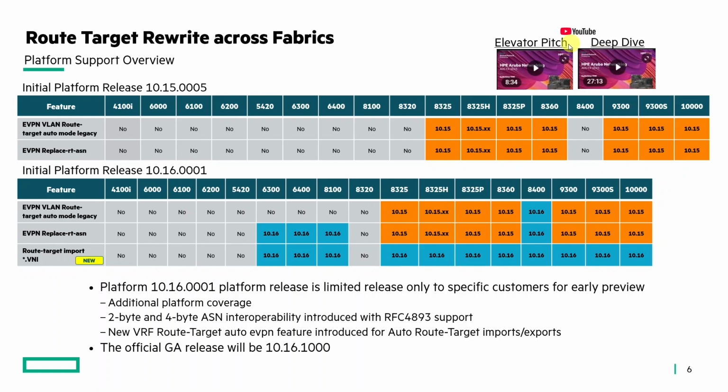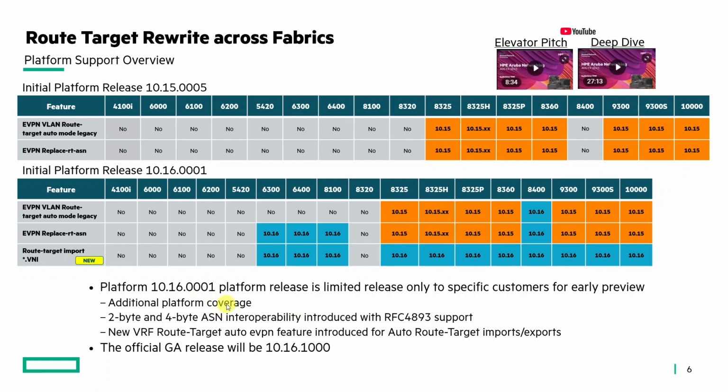They're also covered again in the YouTube examples that I have up here for the elevator pitch and the deep dive sessions. Now, what we've introduced with 10.16 0001, which is the starting release for this feature, is that we still support the two features that we did in 10.15, but we've also extended that to the other platforms that you see here with 10.16. In addition to covering some additional platforms in the 10.15 release here. So you see we've really covered most of the platforms now as far as this feature is concerned. And then we've also introduced this route target import star VNI feature. This is new to 10.16 across the platforms that you see here, and we'll get into more details about what that actually does.